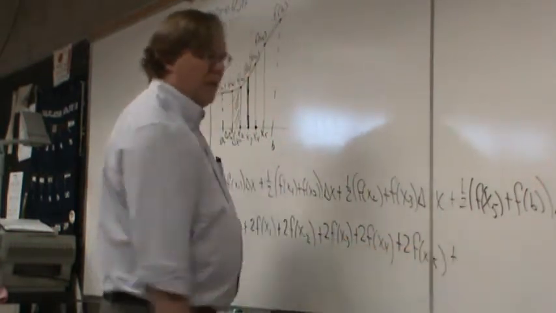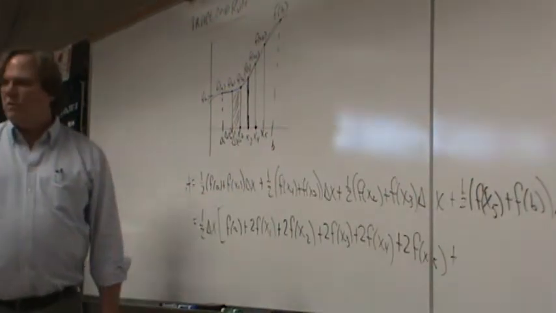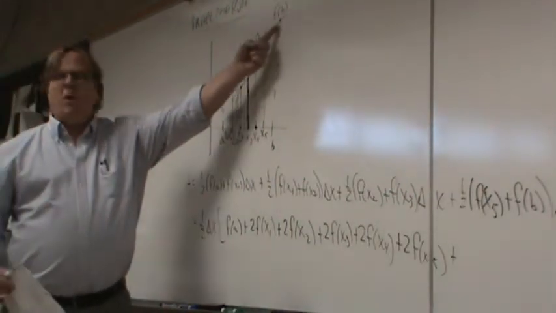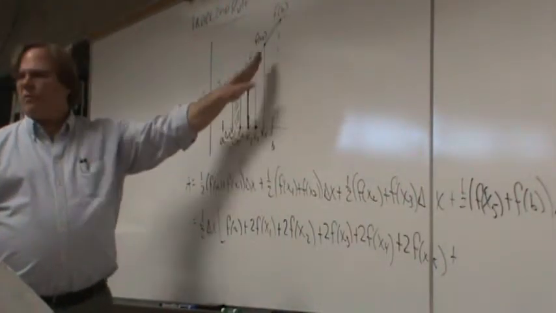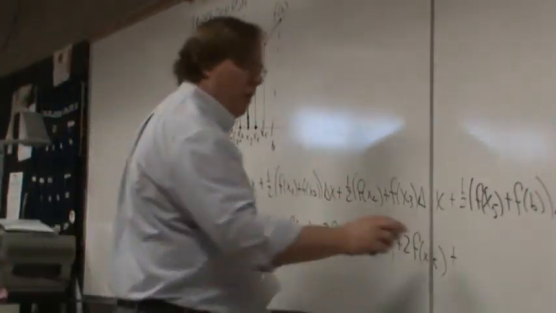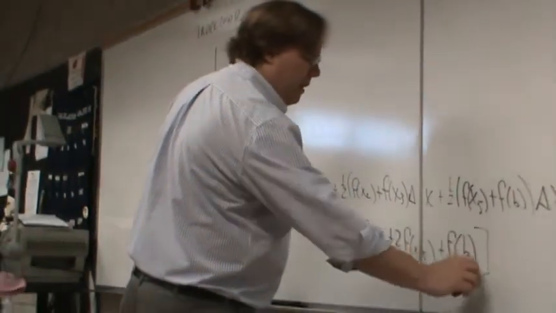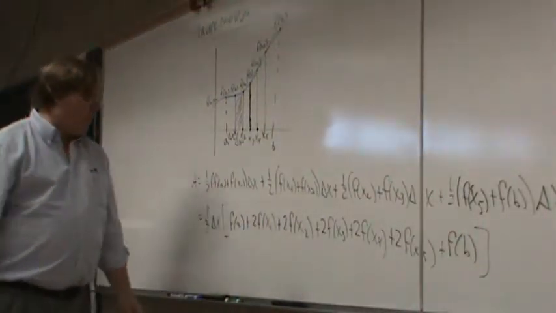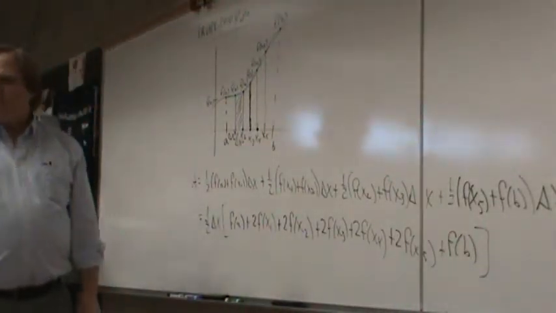But let me ask you this, how many f of b's are you going to have to use? 1. Yeah, only 1. This guy is only used for this last trapezoid and none other. So you're going to use it right there. And ta-da, there's your formula for the trapezoid rule.